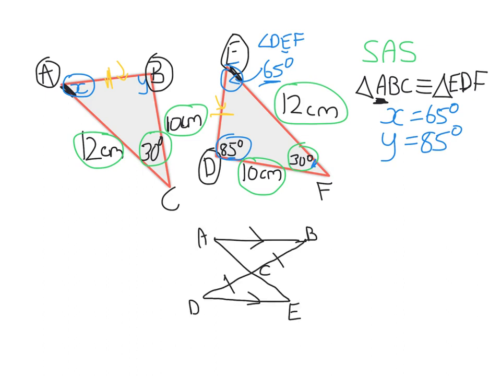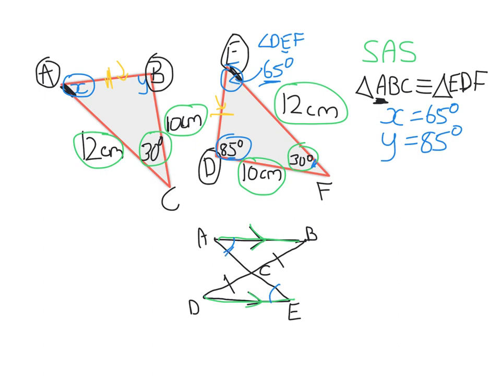Let's look at these two triangles on your screen. Are they congruent? Well, AB, which is this side here, is parallel to DE. That's what these little arrows mean, that they're parallel. So that means that this angle and this angle must be equal. That's because they're alternate.